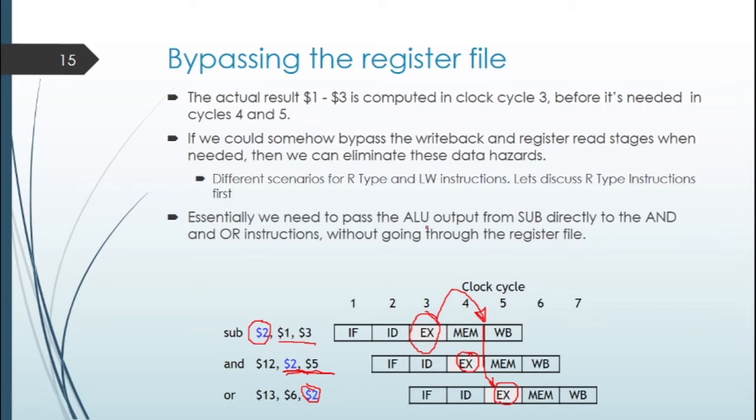Similarly, if we have a load word instruction, it will be a totally different thing. Why? Because the data to be written back only gets ready after the memory stage for the load word instruction. So it means we cannot move the data from EX. This will be a little different, and we'll study it in the next part of this lecture.